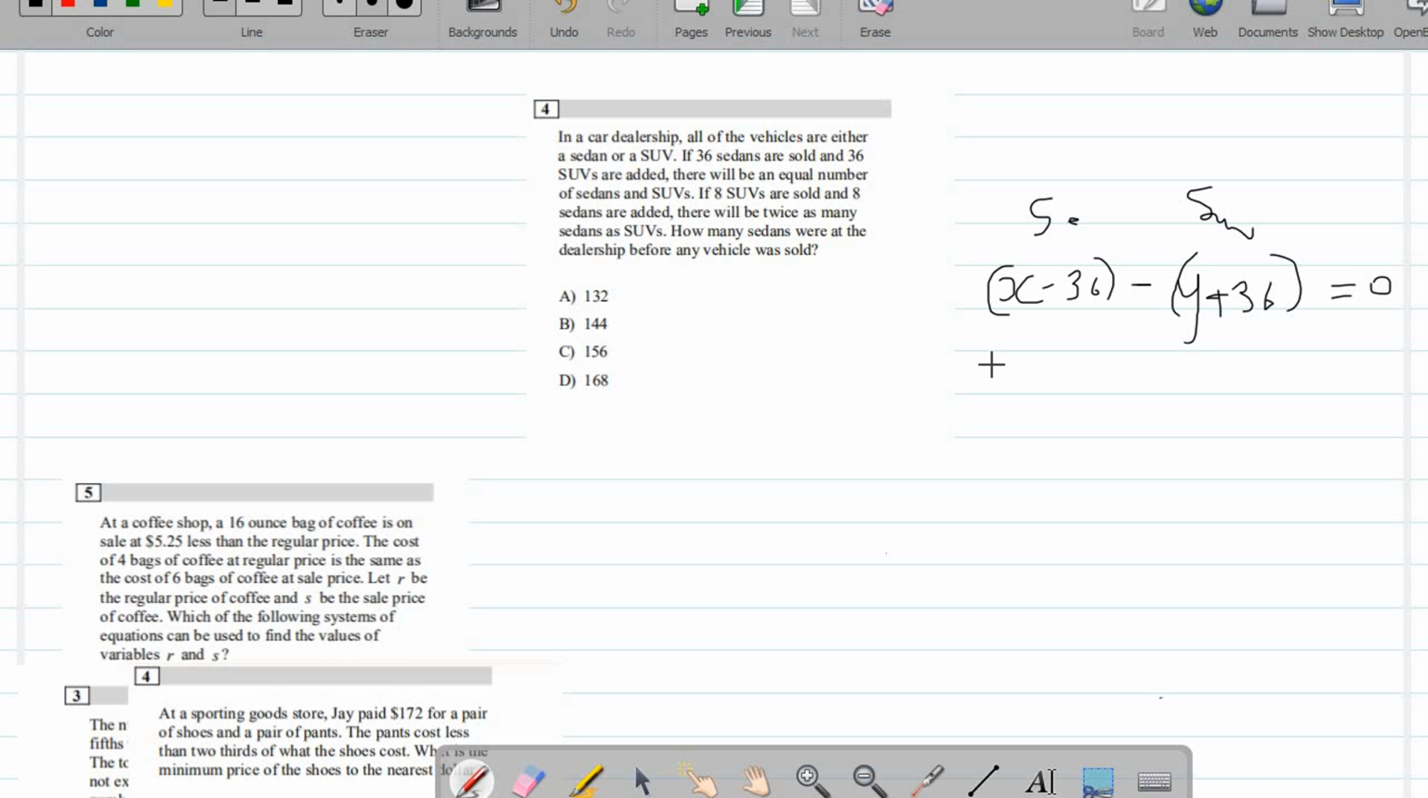So let's do this. X minus 36 minus Y minus 36. So we have minus 36 minus 36. So we have X minus Y is equal to, you see that minus 36 minus 36 will give you 72 on the other side. So X minus Y will give you 72. And then also recall that the second part of the question says if 8 SUVs are sold and 8 sedans are added, there will be twice as many sedans as SUVs.